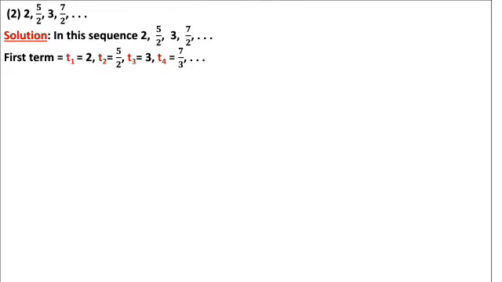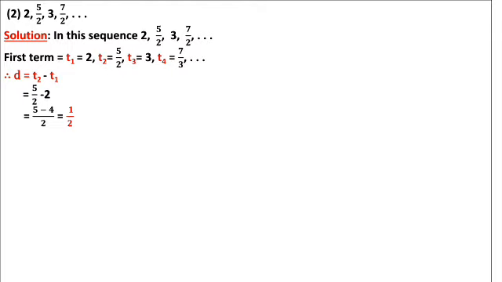Second sum. For the second one we'll write the sequence: T1, T2, T3 and T4. So here our T1 is 2, T2 is 5 upon 2, T3 is 3, T4 is 7 upon 2. There is a correction in the textbook. Make it 7 upon 2.